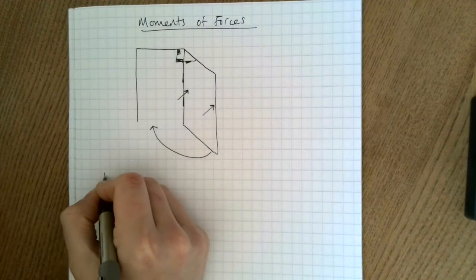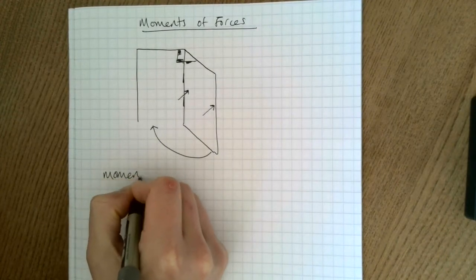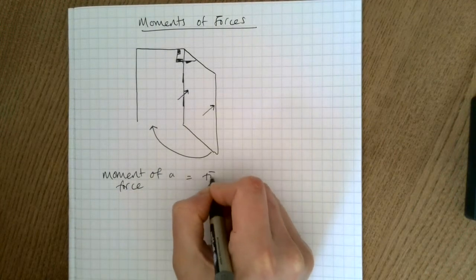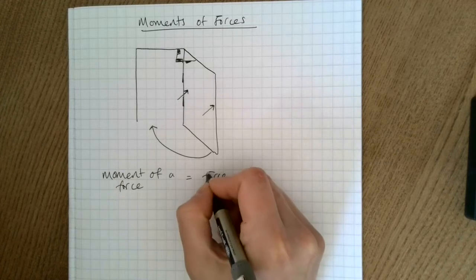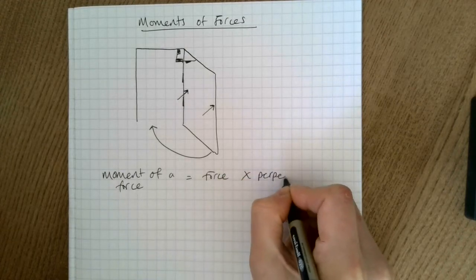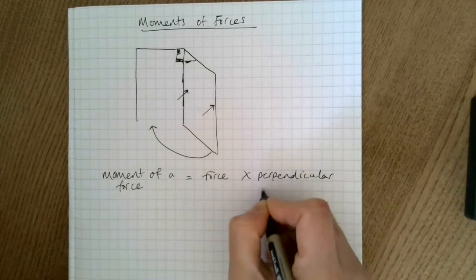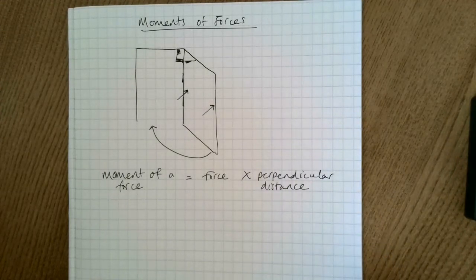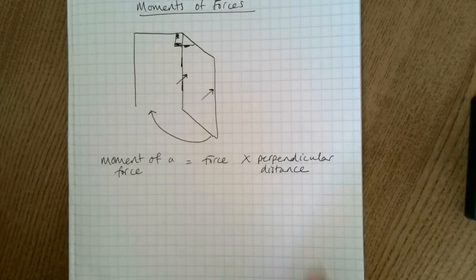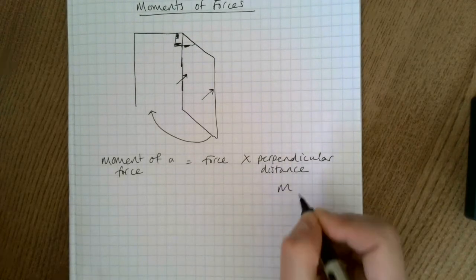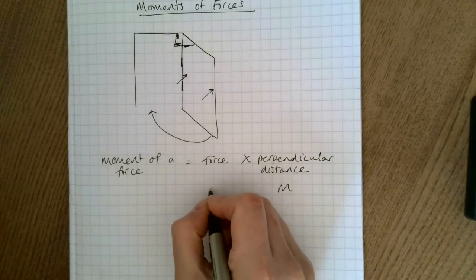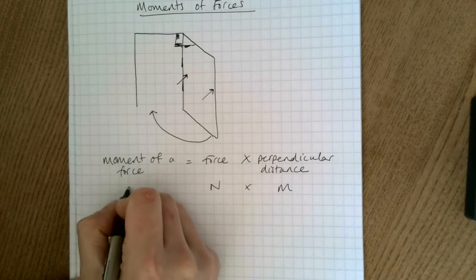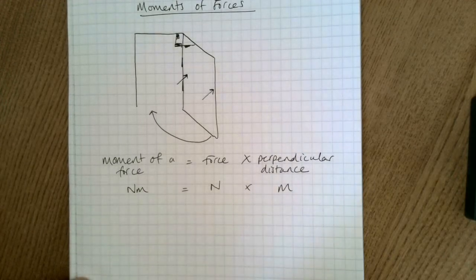So to calculate a moment, the moment of a force is the force multiplied by the perpendicular distance away from the pivot point. And the units that we'd use for it, so distance is going to be measured in meters always. Our forces are going to be in newtons. So the unit of a moment is Newton meters.